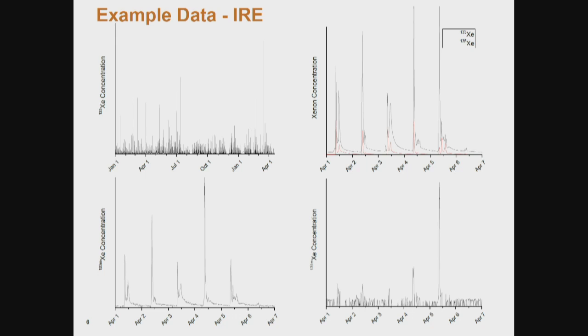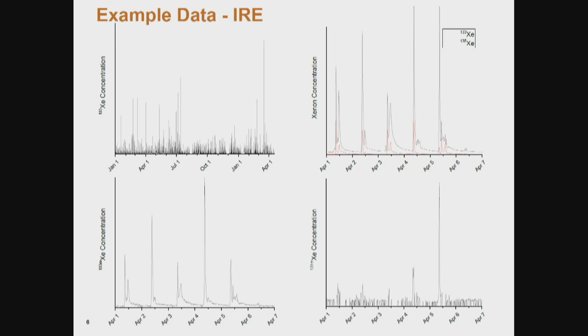The upper left figure is basically over a year and a half, so it goes from January 28, 2015 through April 2019 of the xenon-133 over the period of time. So this detector has been operating since November of 2017 at IRE.